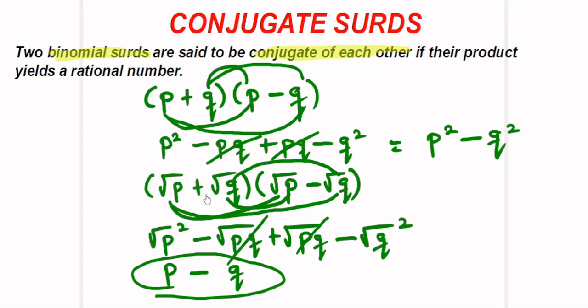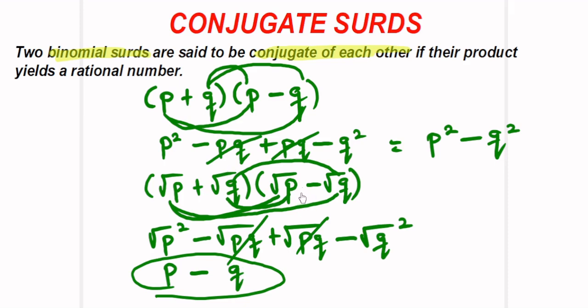So now if you notice, this is a product of binomials. It says two binomial surds. So this is a binomial surd, this is a binomial surd. Now the two of them, if you look for their product and it gives you a rational number, here is a rational number. It gives me this rational number. So we can agree that they are conjugates of each other.